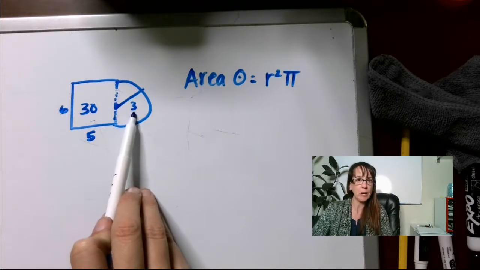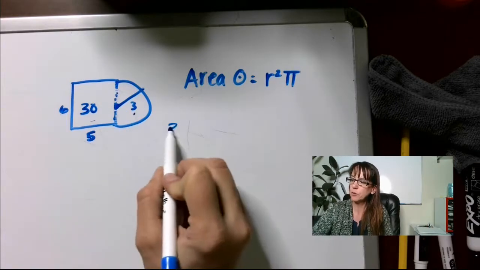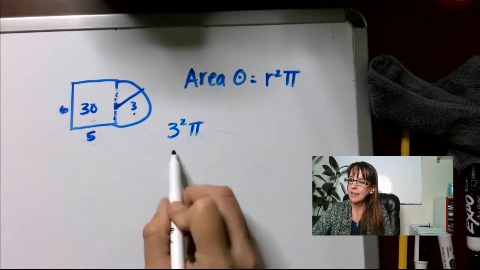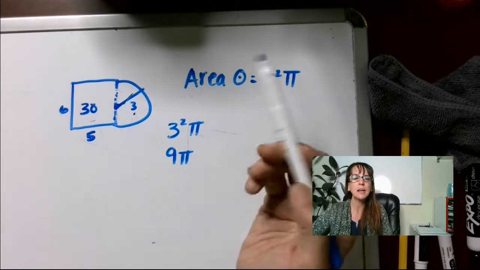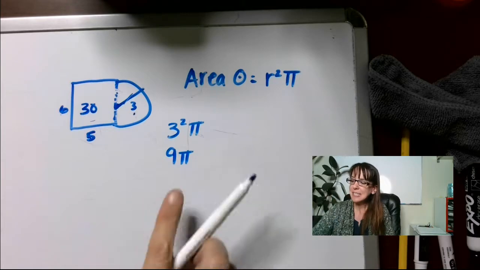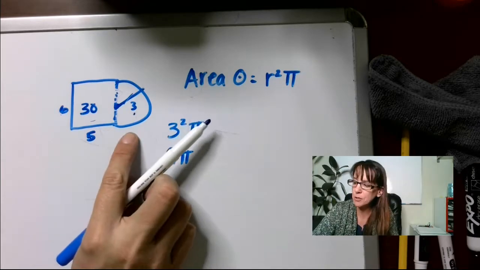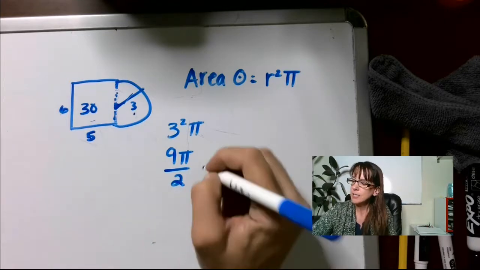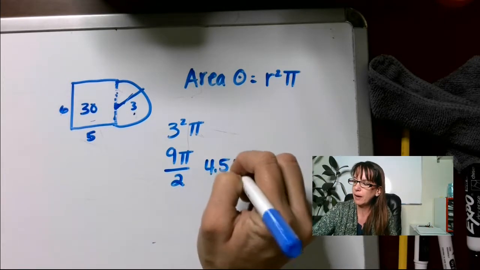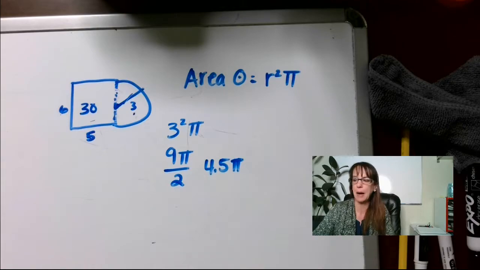Well, we come over here, we have a radius of 3. So 3 squared pi, 9 pi. So the area of this bit is 9 pi, except that's the area of the whole circle. I only have half a circle. I gotta cut this bad boy in half, just like that, okay? So that's gonna give me 4.5 pi. 9 divided by 2 is 4.5 pi.